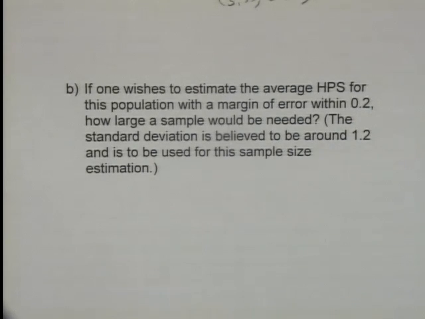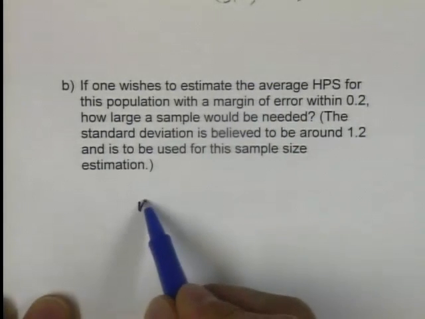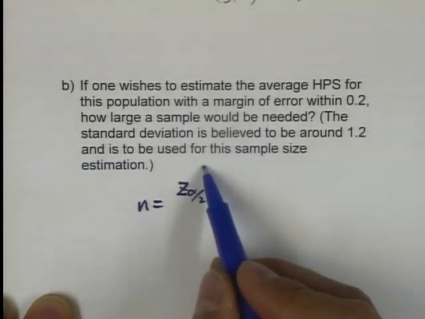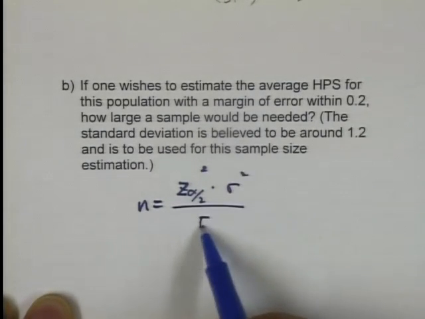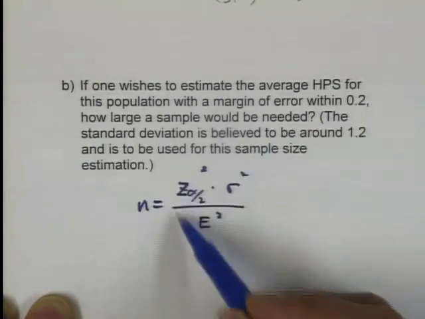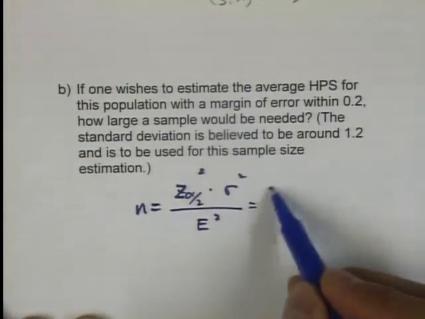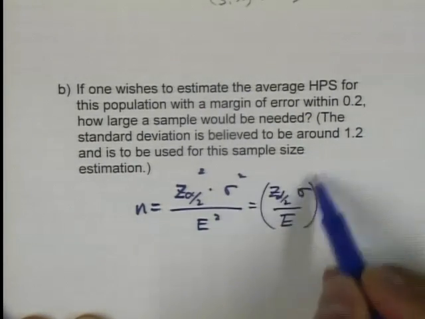Okay. So part B is a finding sample size problem, right? How large a sample size is needed if my margin of error would be within 0.2? So the sample size formula is n is equal to the z-score squared, sigma squared, and also margin of error squared. Or you just say find all these and square the whole thing. That's another way to do this.